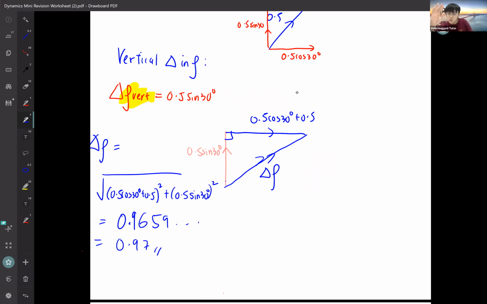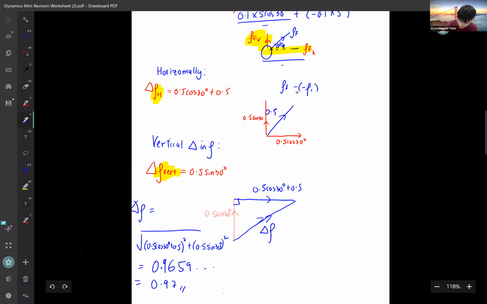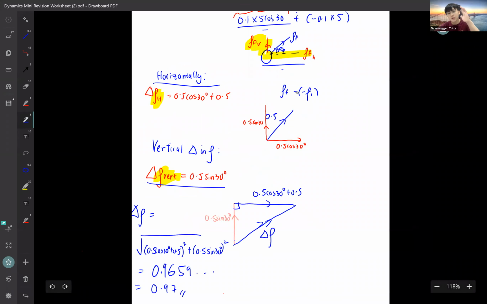So remember, if you want to decompose and add, then you must do both horizontal summation and vertical summation. It cannot just be one.